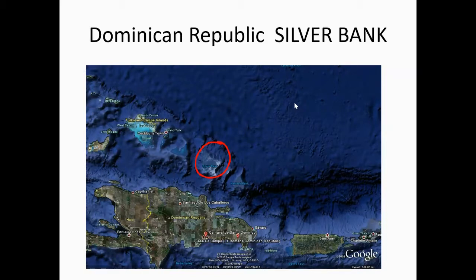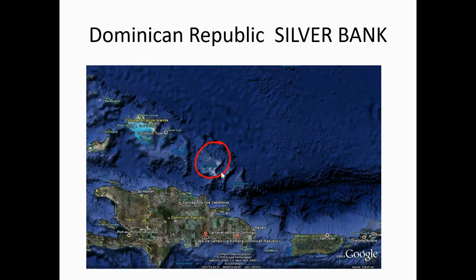Another awesome example of protecting diversity is this area that you see circled right there, which is Silver Bank. It's just north of the Dominican Republic and owned by the Dominican Republic. By the way, that's Turks and Caicos right there. Silver Bank has no emergent land. It is the healthiest reef left in Caribbean waters. One reason why is it's not easily accessible.